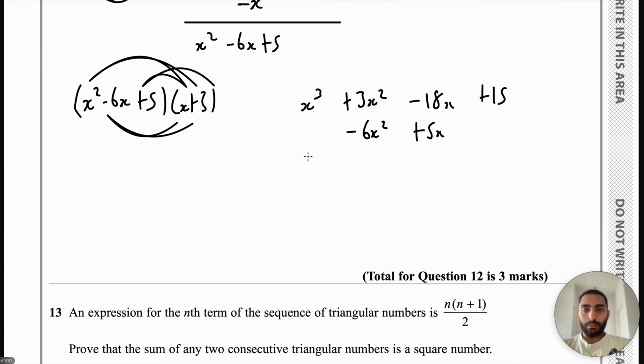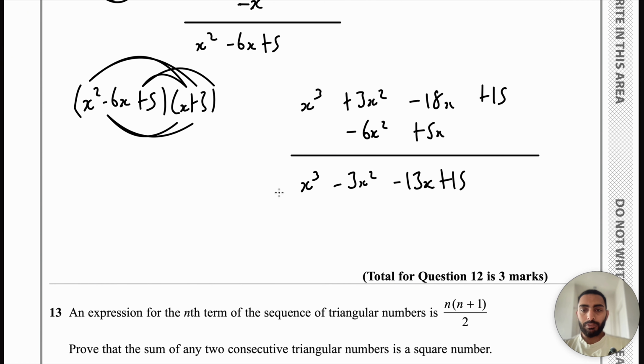Just need to collect these up. Nothing collects up with the x cubed, so just leave that as it is. Plus 3 minus 6 is minus 3x squared. Negative 18 and 5 is negative 13x plus 15. That's my final answer.